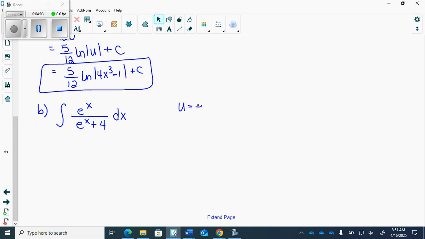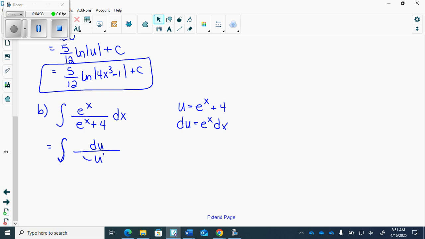u equals e to the x plus 4. Then I do the derivative of it. du equals e to the x dx, which replaces the top. So I'm going to get the integral symbol. The bottom is a u, and then e to the x dx turns into a du, which I can write like that. Or I can write 1 over u du, or I can write as u to the negative 1 du. All of them are the same thing, okay?